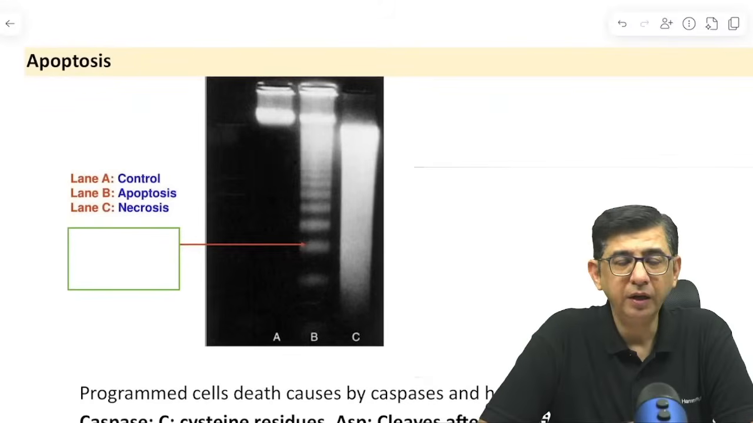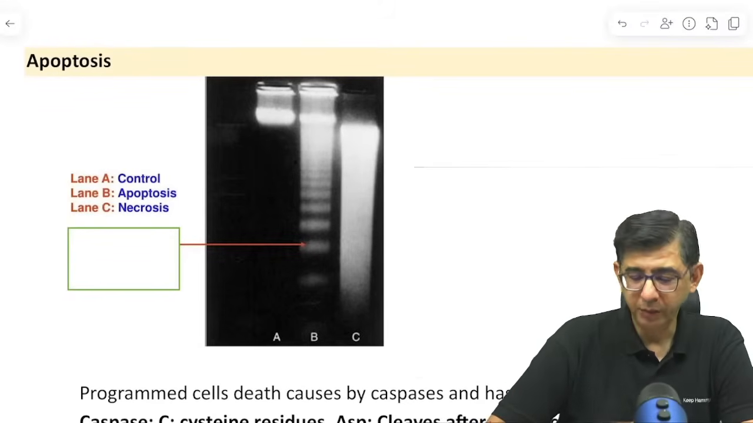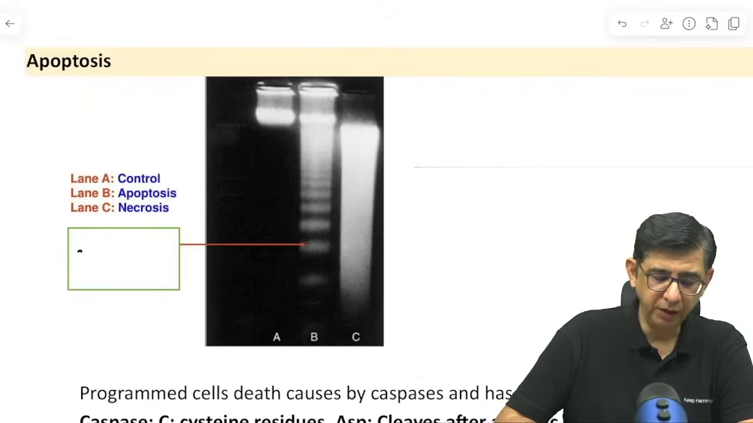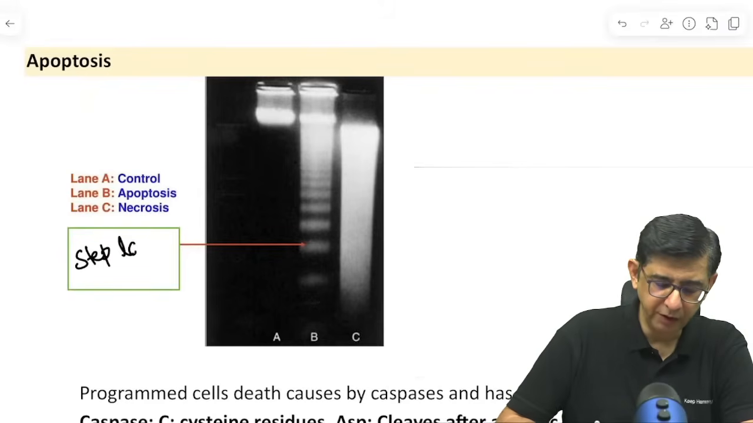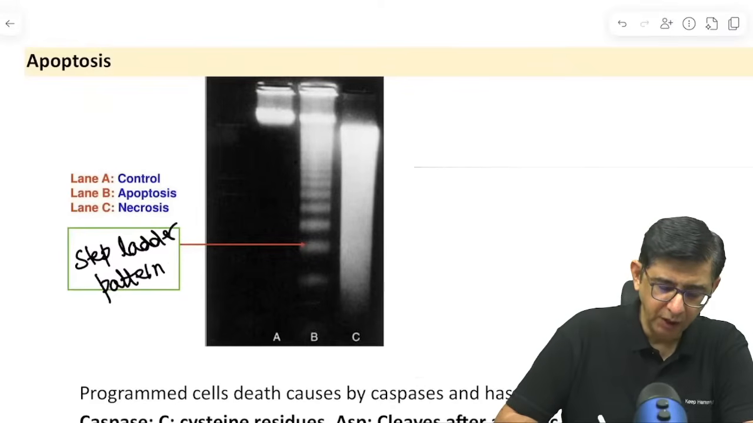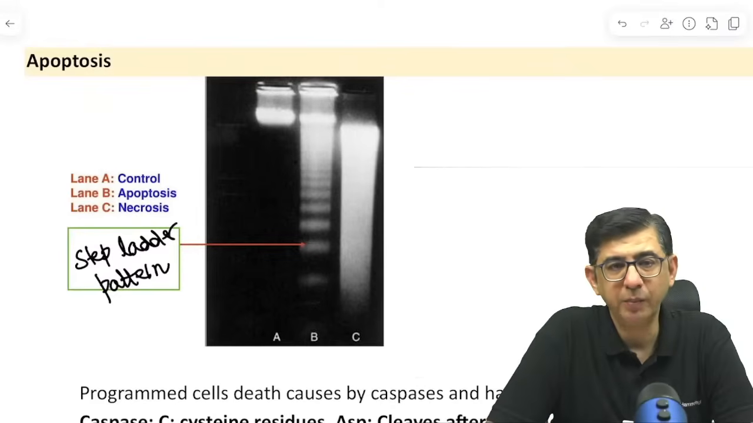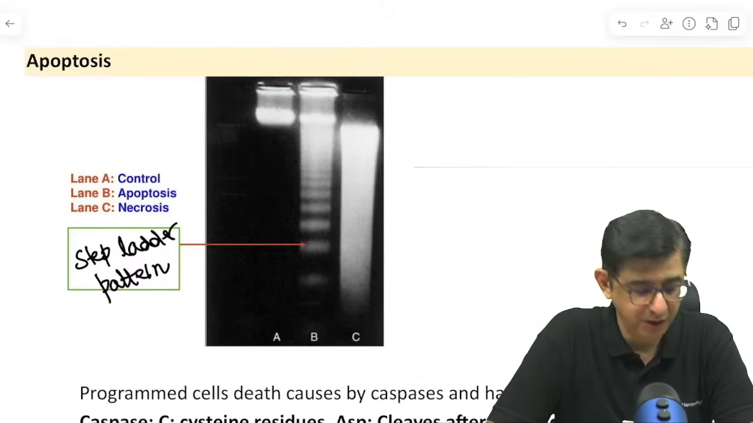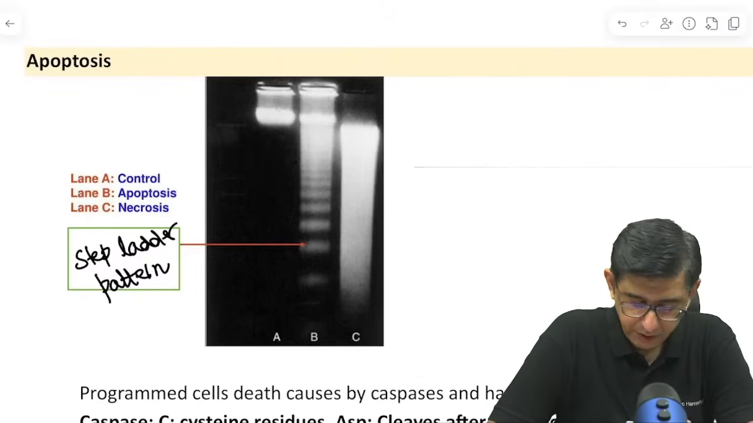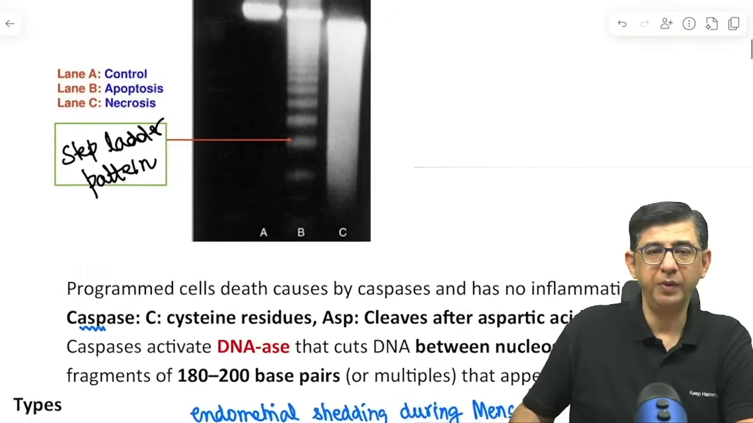Next is regarding apoptosis. Again, a very easy topic for you guys. They usually give an image where you can notice the stepladder pattern for apoptosis. He has not asked about the stepladder pattern; he has asked why this happens. So let's quickly read regarding the stepladder pattern for apoptosis as well. Yes, guys. Programmed cell death caused by caspases.